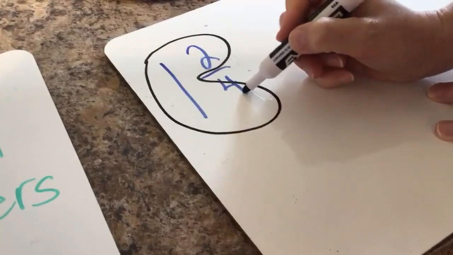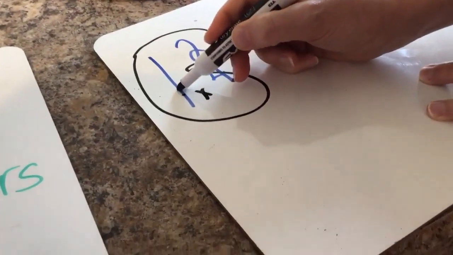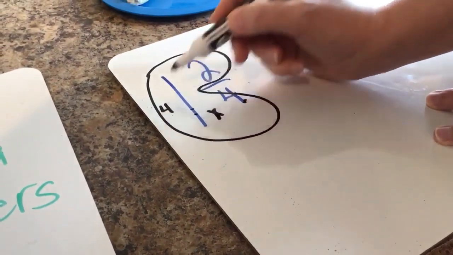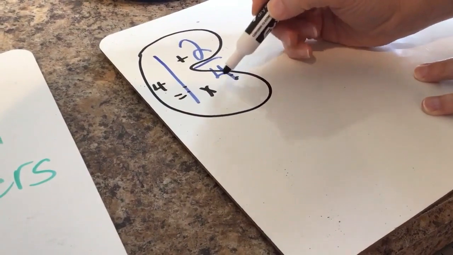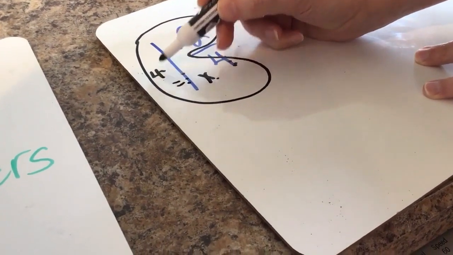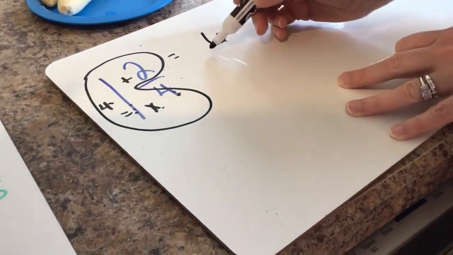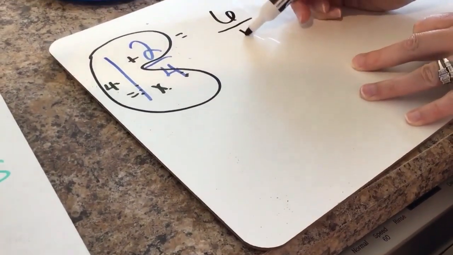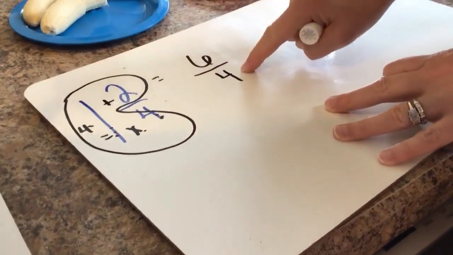First, we do the denominator times the whole number. So it's 4 times 1, which equals 4, right? And then that number added to the numerator. So 4 times 1 is 4. 4 plus 2 is 6. There's my new numerator. And the denominator stays the same. So I just changed 1 and 2 fourths into 6 fourths.